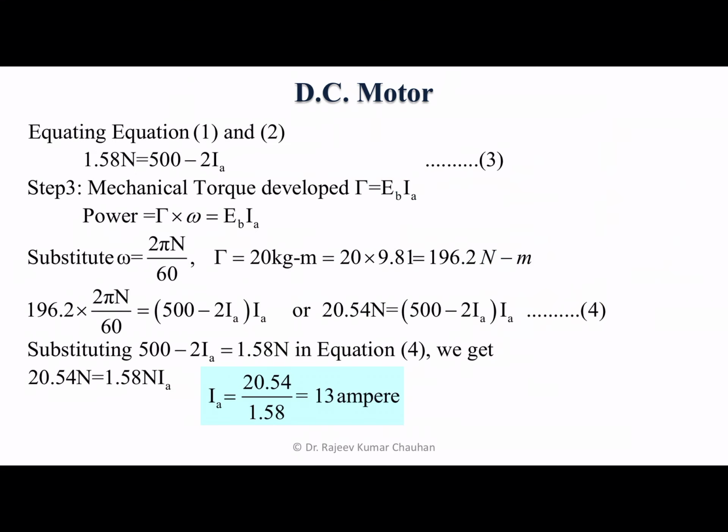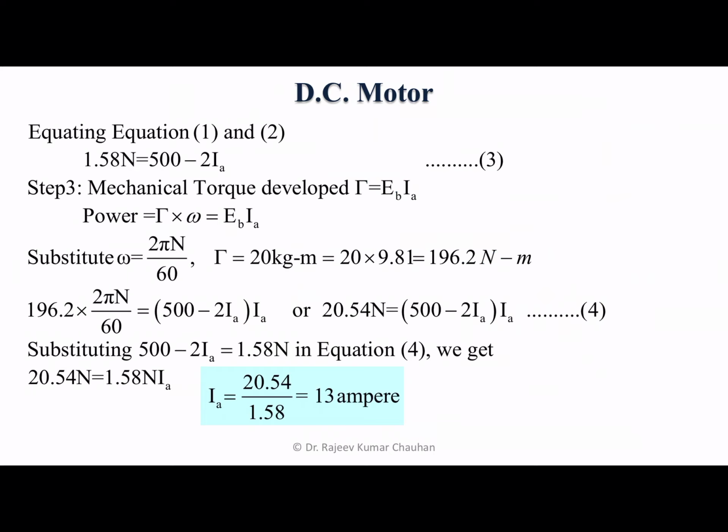Equating equation 1 and equation 2, because the left hand side of equation 1 and equation 2 is Eb. So we can equate both the equations. So we get 1.58 N is equal to 500 minus 2 Ia.